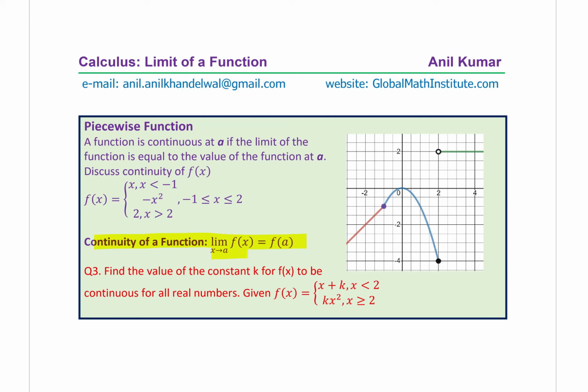We'll discuss the continuity of a function which is given to us as a piecewise function. f of x is equal to x when x is less than minus 1. It is equal to minus x squared when x is between minus 1 and 2, both included, and is equal to 2 when x is greater than 2. We need to understand the continuity of this function.